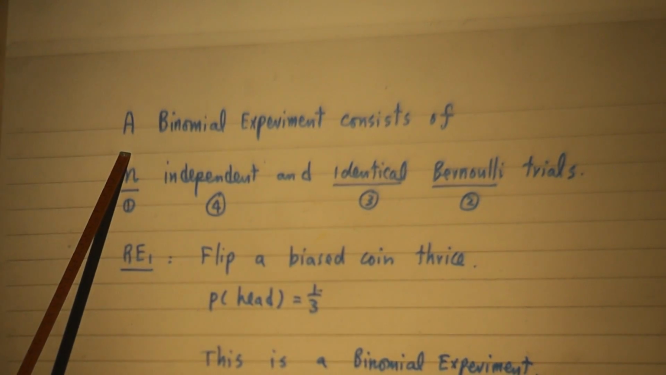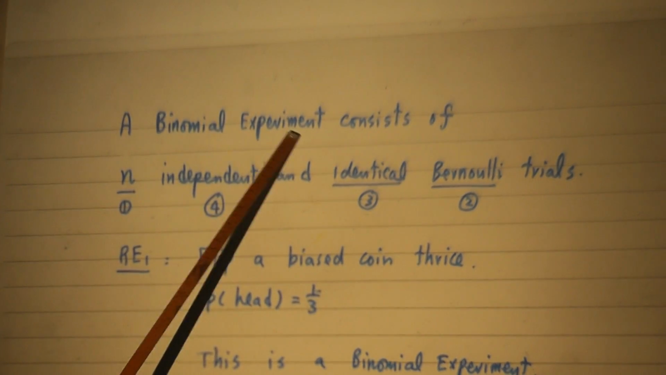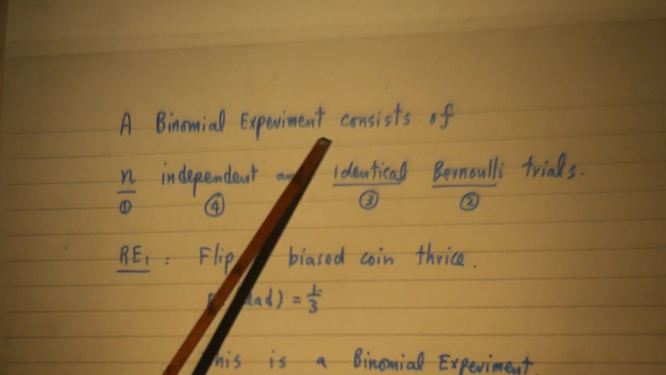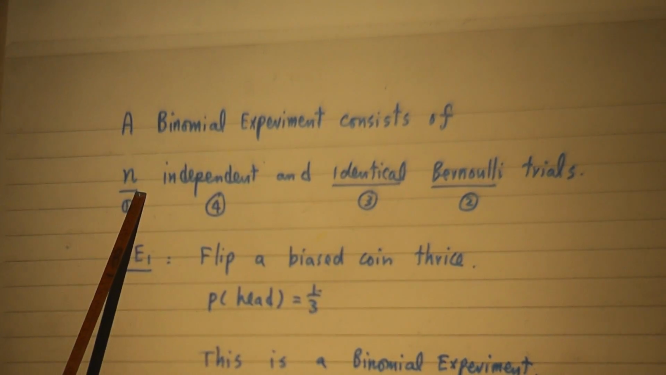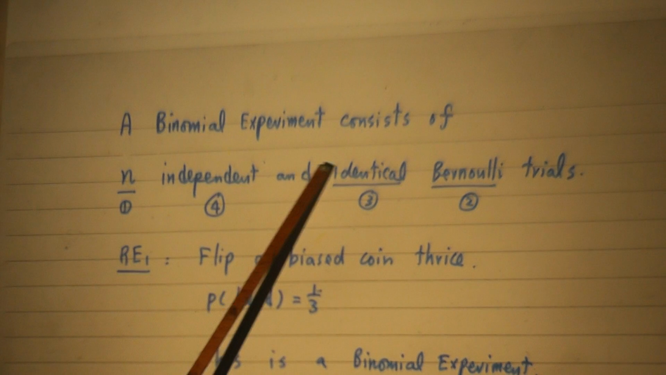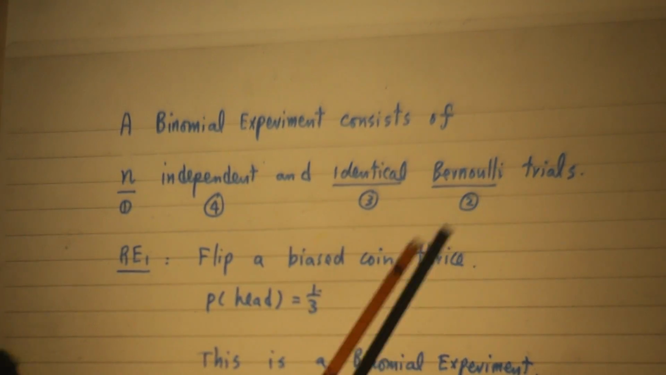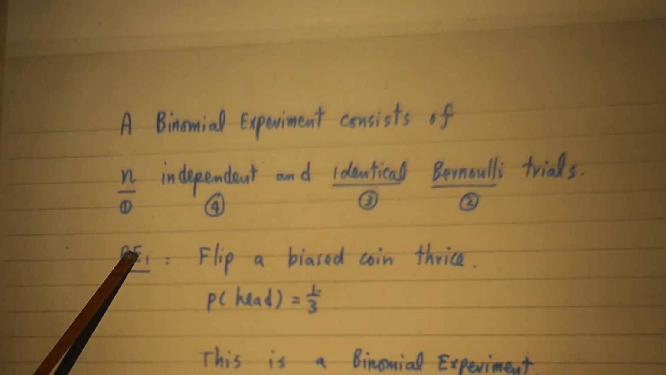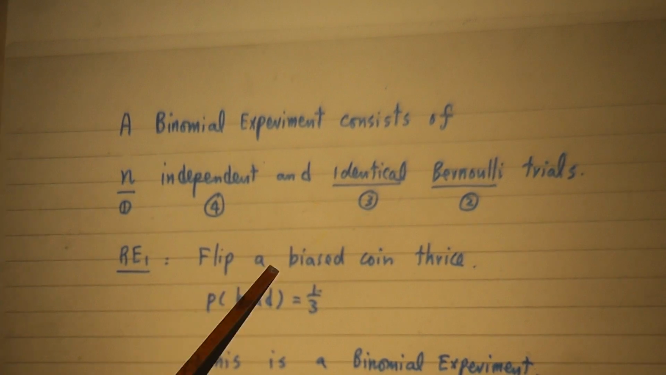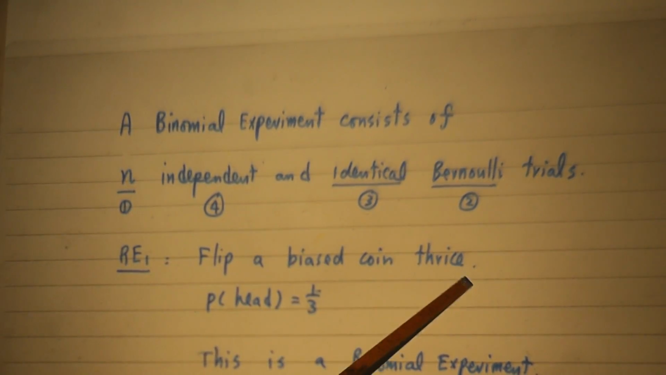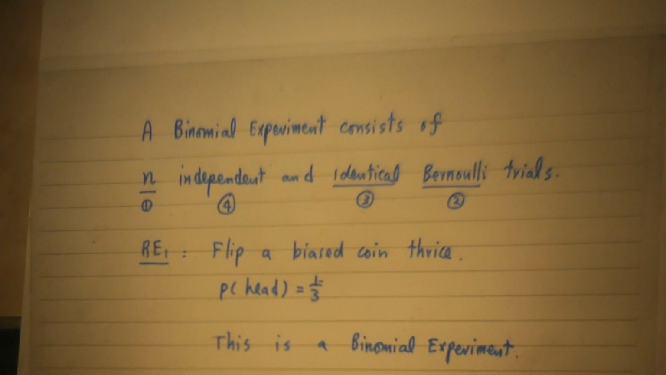Next, I'll introduce a binomial experiment. A binomial experiment consists of n independent and identical Bernoulli trials. For example, random experiment 1: flip a biased coin 3 times. It's a binomial experiment. Okay?